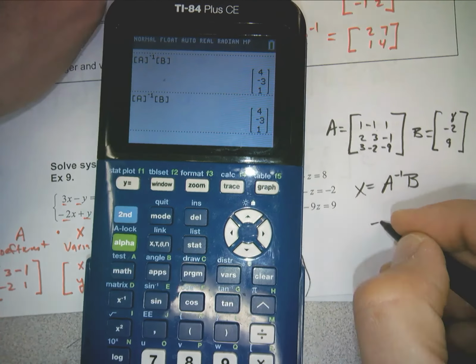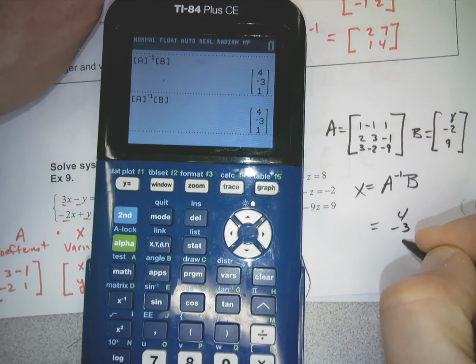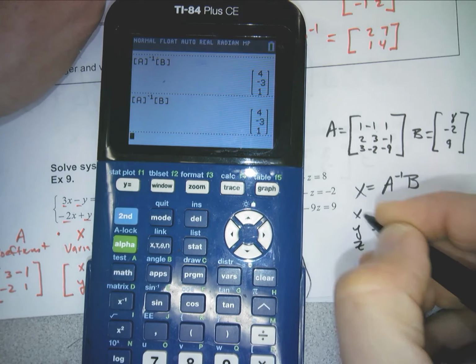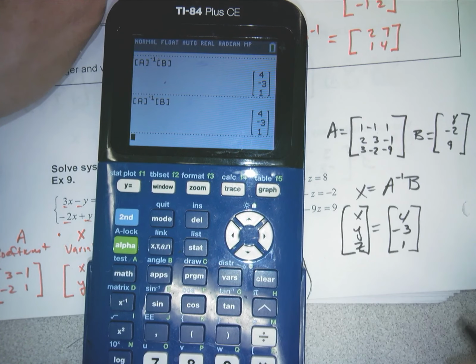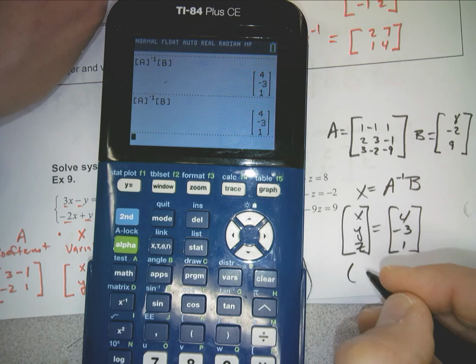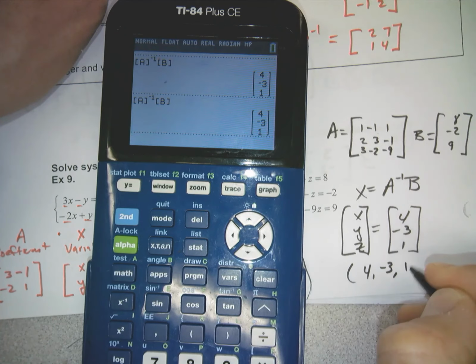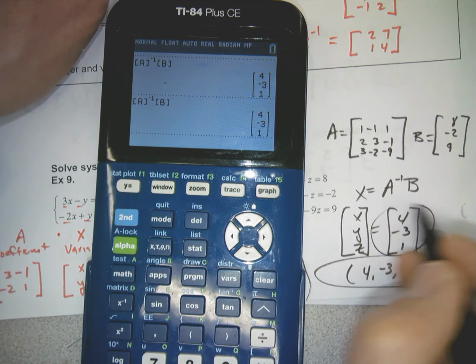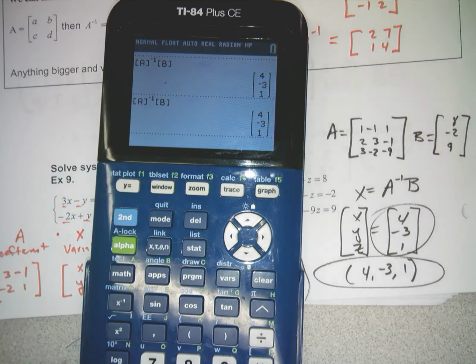Okay, so final answer I get is 4, -3, and 1. And again, that represents X, Y, and Z. If you want to write that as a coordinate point, you can. That's where these two planes are intersected. I would be okay with this. You guys see what my math lab wants.